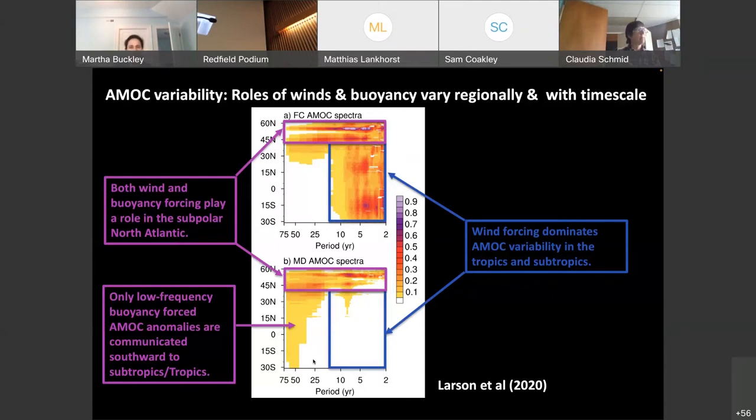And so this is in accord with some of the prior modeling studies that suggested that this low frequency, meridionally coherent or latitudinally coherent AMOC variability is really due to the buoyancy forcing.